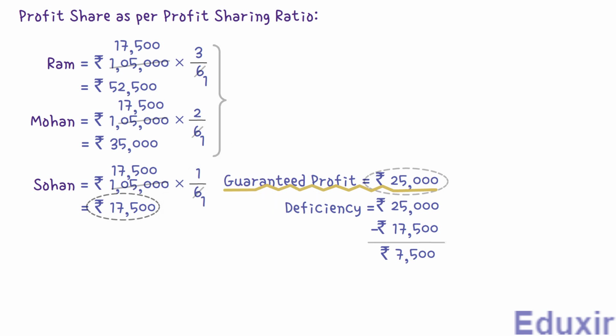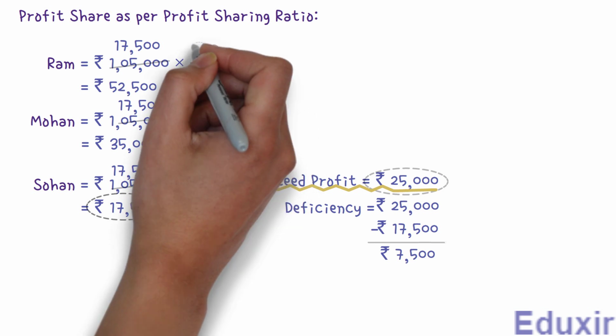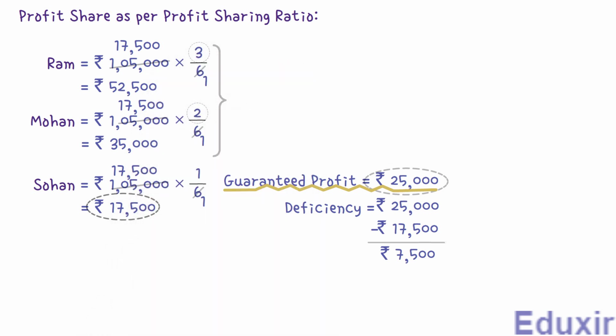The question is, by how much we should adjust from each partner? It should be in the proportion to their profit sharing ratio. In other words, in the ratio of 3:2. So, partners Ram and Mohan should contribute to these 7,500 rupees in the ratio of 3:2.